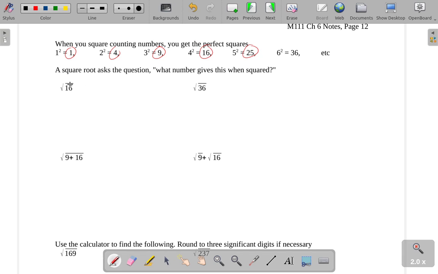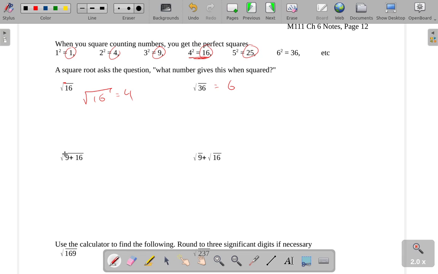If you want to go the other direction, we use what's called a square root. It didn't exactly show up very nicely here, but a square root looks like this. The square root of 16 asks us the question, what number when squared gives us 16? And you can see clearly from up above, 4 squared gives us 16, which means the square root of 16 is 4. Similarly, the square root of 36 is 6, because 6 squared equals 36.